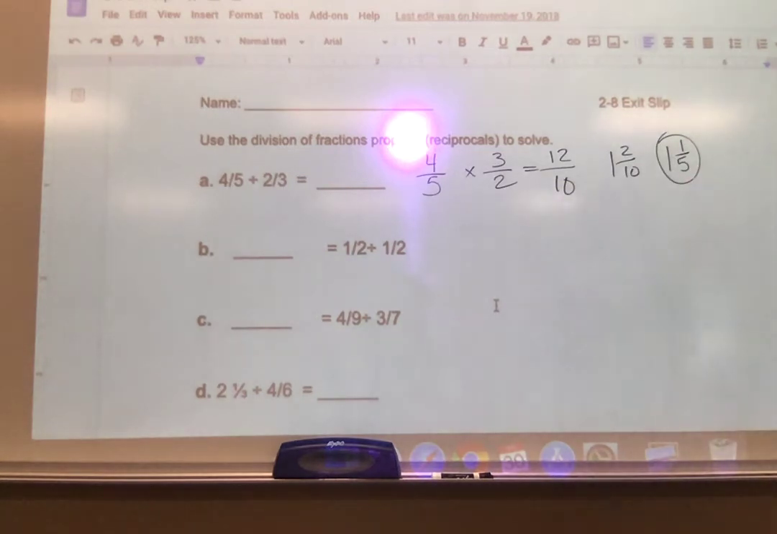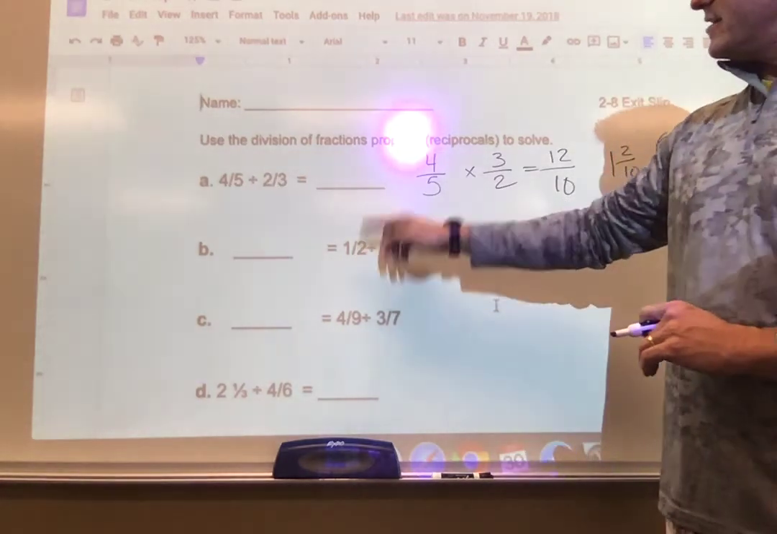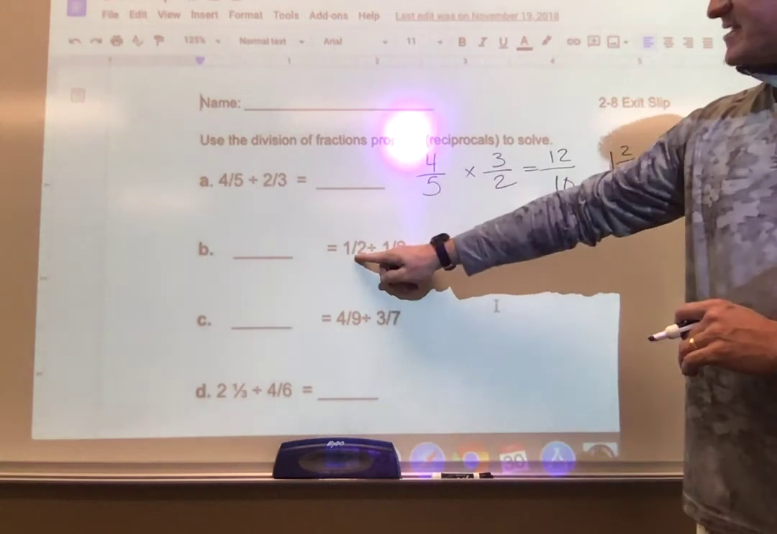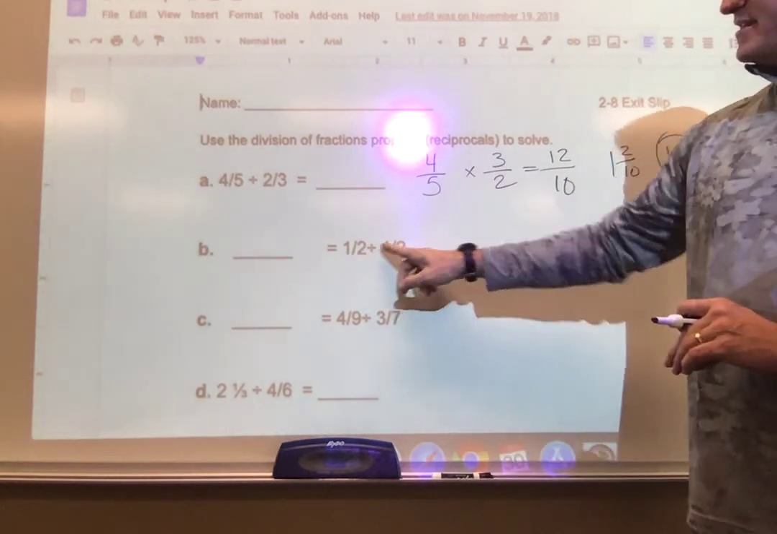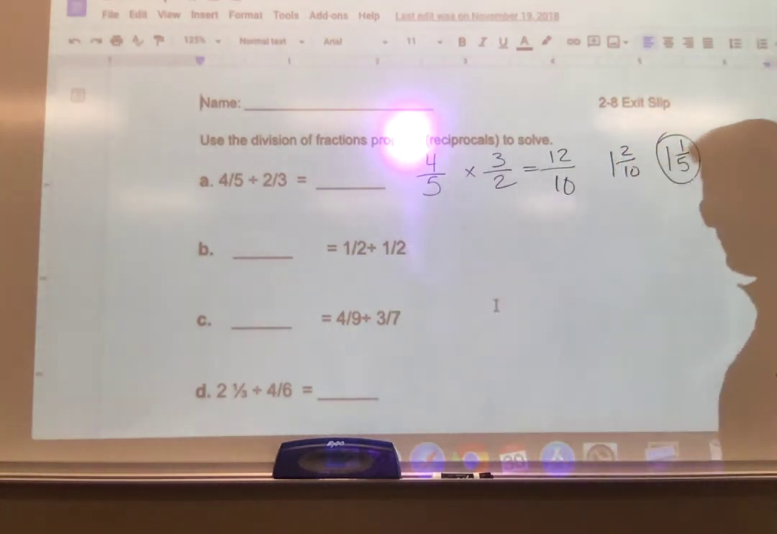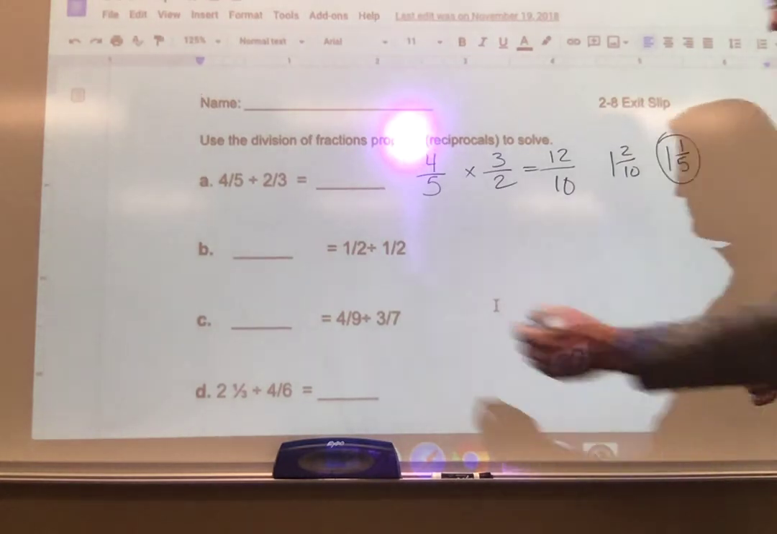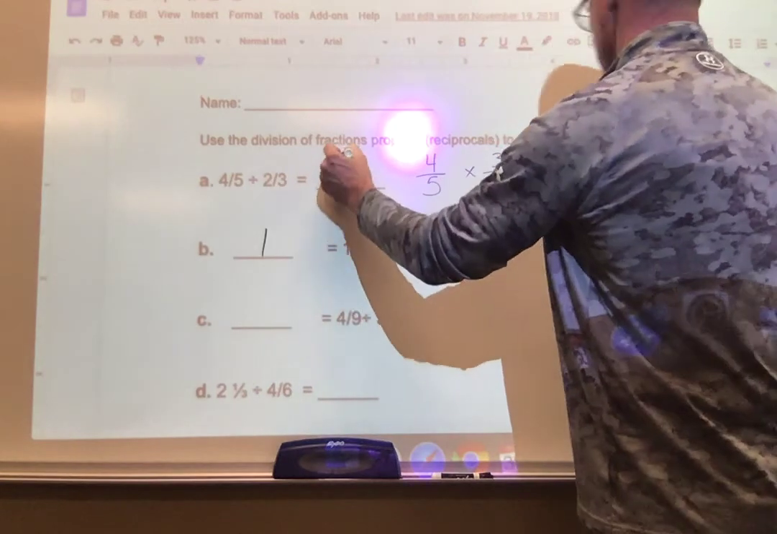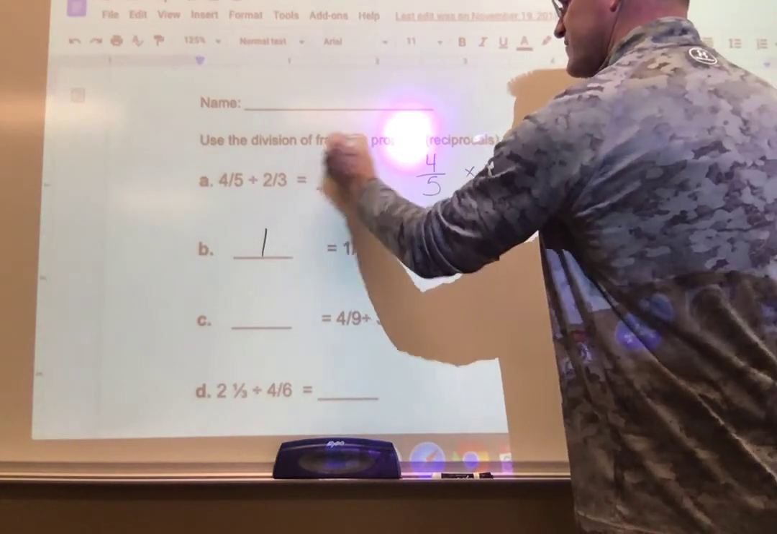On B, to be honest with you, I wouldn't use anything. I wouldn't use any division property besides the identity property that anything divided by itself is 1. A half divided into groups of a half. You know, how many halves can I get out of a half? Well, I know the answer is 1. I'll write this answer in 2 so I have it in the best form there.